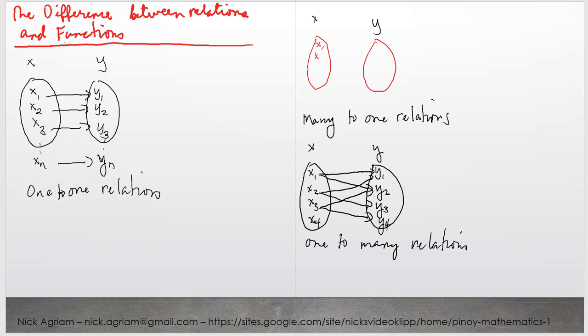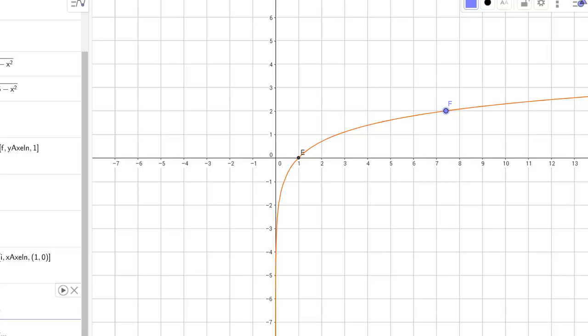X sub 1, X sub 2, X sub 3, and then Y sub 1, Y sub 2, Y sub 3. We will do many to one. That means I have X sub 1 there and X sub 2 there with just one value of Y. And then we have X sub 3 maybe and X sub 1. I have just one value. How can we represent that in our graph? Let's see. Many to one.